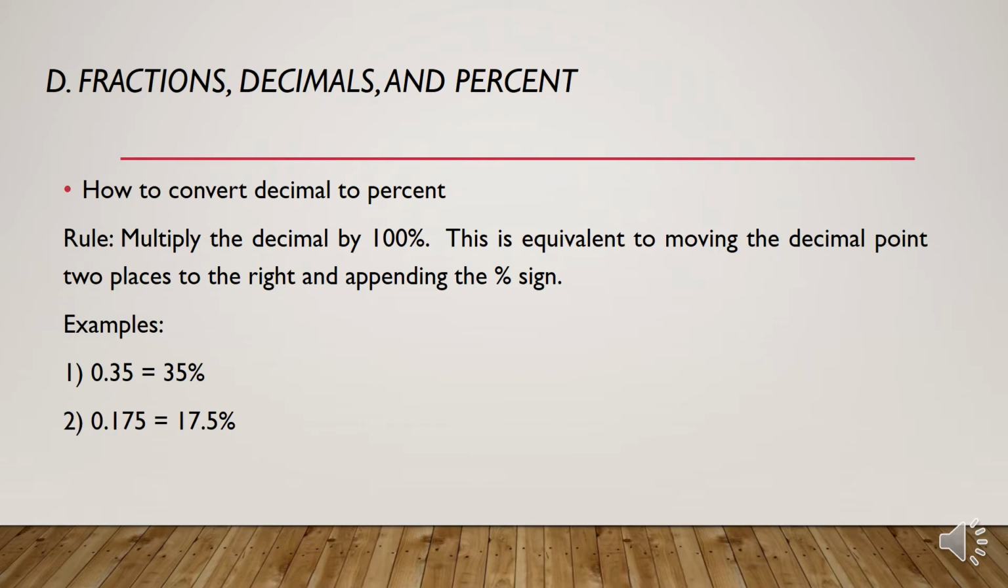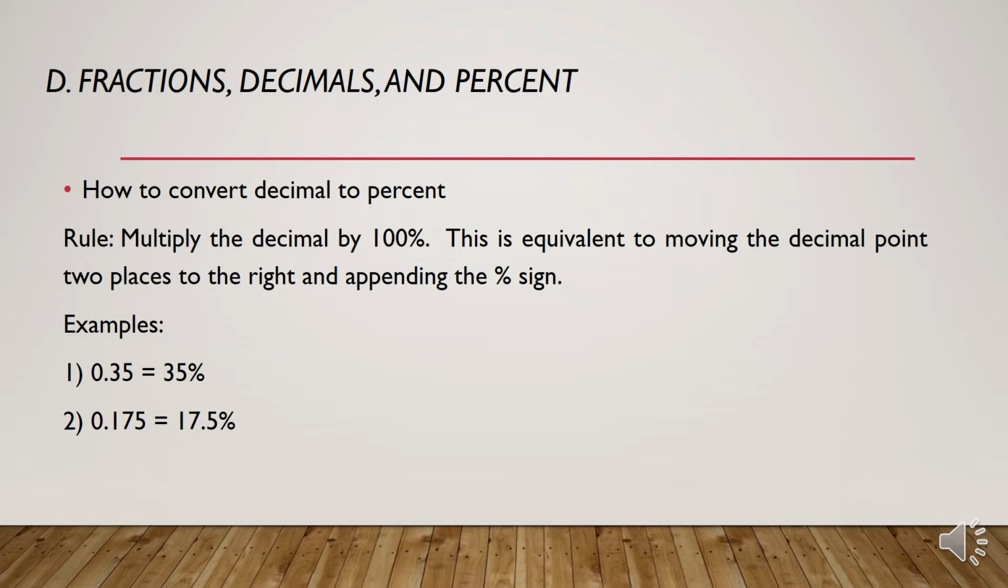This time, we're going to discuss fractions, decimals, and percent. We are in the part of how to convert decimal to percent. In converting decimal to percent, we have the rule. It is to multiply the decimal by 100%. This is equivalent to moving the decimal point 2 places to the right and appending the percent sign.